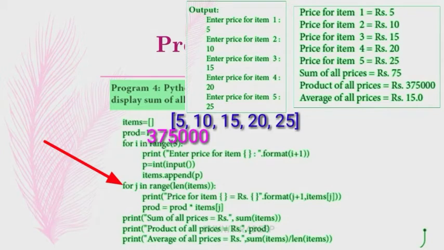And again go to the for loop. Next value is what? 5. But your end value is 4. So here this condition becomes false. So here you have to stop your execution of loop. See this print statement. Print sum of all prices is equal to rupees sum of items. Here what is the use of sum function? Sum is used to add the list of values. So here you have to add the list of values in the items list. So 5 plus 10 plus 15 plus 20 plus 25 is equal to what? 75. So sum of all prices is equal to rupees 75.